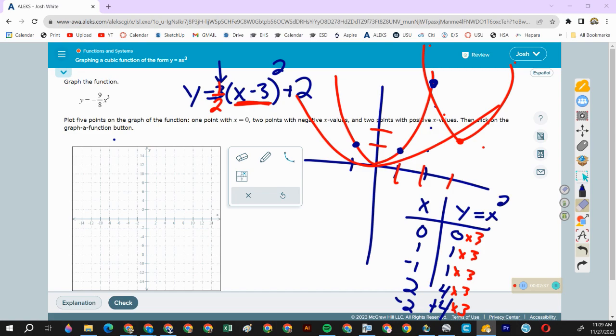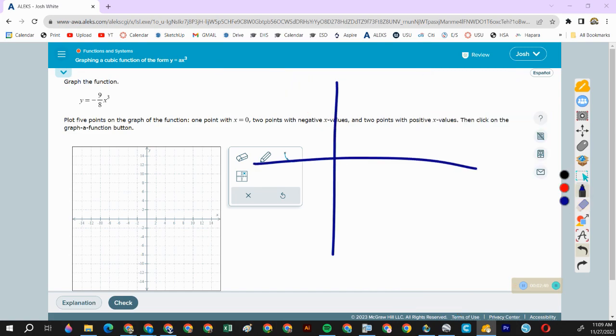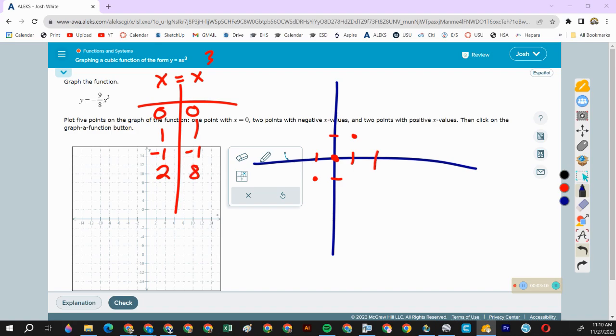So here we have a cubic graph, and if I had x and x to the third, 0 is going to be 0, 1 is going to be 1, so over 1, up 1, and negative 1 is going to be negative 1, so over 1, down 1. What about 2? Well, 2 cubed is 8. So 2, 8, way up here. What about negative 2? Negative 8. So it's going to be way down here.